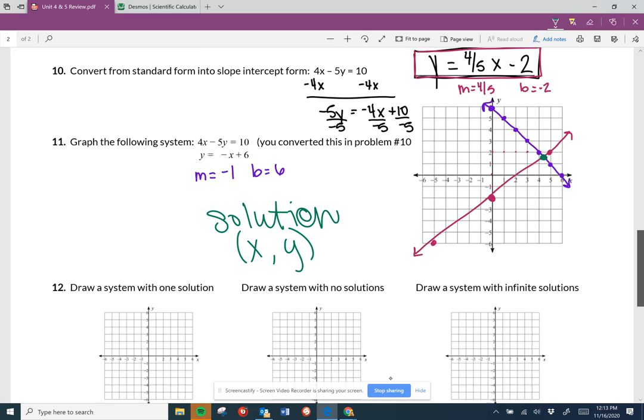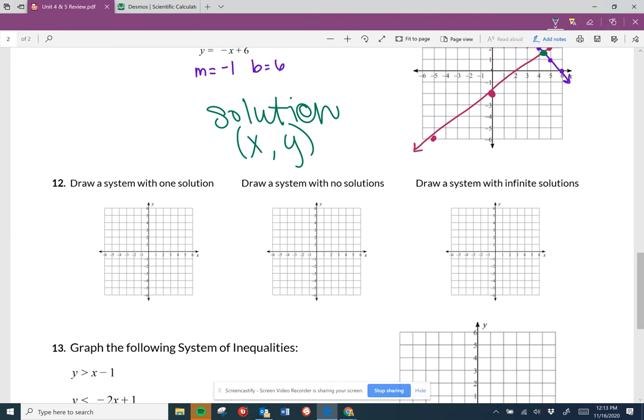Okay. Here it asks us to draw a system with one solution. This does not have to be exact. This is just asking you how these look, okay? So if we have a line that looks like this, and then we have a line that looks like this, I say, okay, this one has one solution because these lines cross one time. So even though that's not at a perfect point, one solution is just two lines that cross perfectly at one spot. Okay, no solutions, that means that these lines have to be parallel.